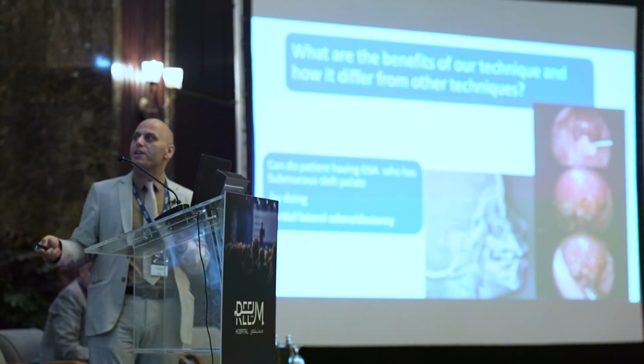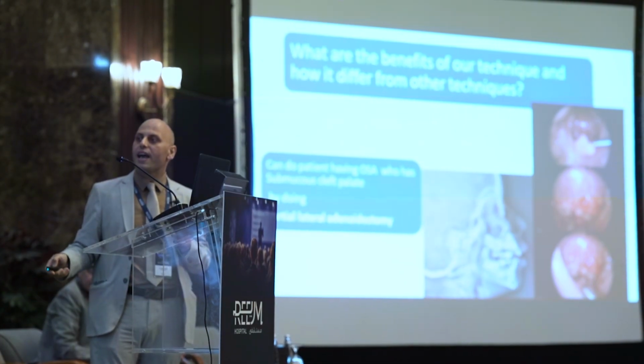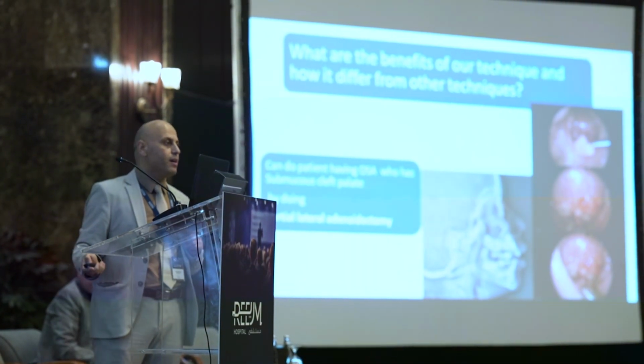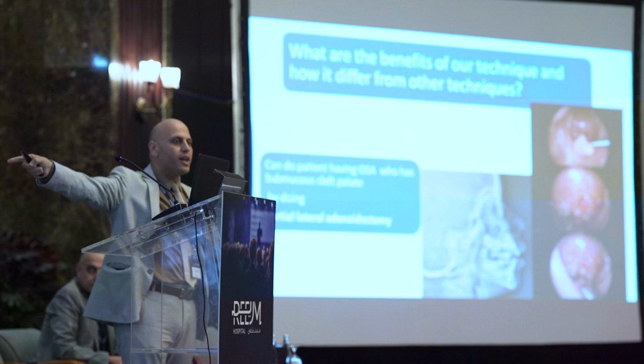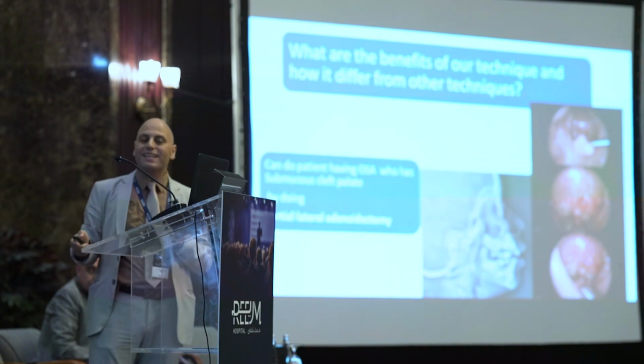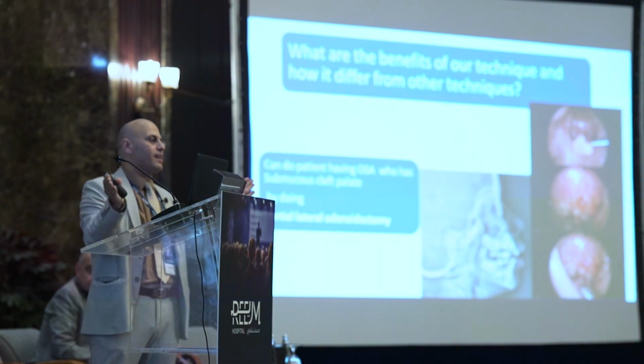I have one patient who has a submucous cleft palate and obstructive sleep apnea, which was a contraindication to adenoidectomy before. But with this technique, we can do partial lateral adenoidectomy, meaning we remove the lateral parts of the adenoid and keep the median part. Keeping the median part helps closure of the velopharyngeal valve and prevents velopharyngeal insufficiency. And removal of the lateral parts will give the patient an airway to bypass the obstructive sleep apnea.